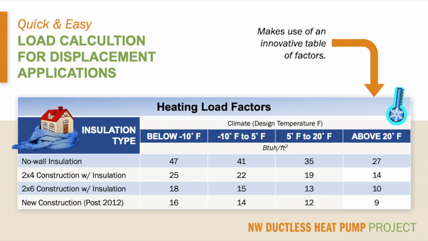The quick and easy load calculation method for displacement applications was developed by the Northwest Ductless Heat Pump Project to aid contractors in selecting and sizing equipment with the benefit of a load calculation. Our quick and easy load calculation method makes use of an innovative table of heating load factors. Through simple multiplication, we will be able to calculate the heating requirement of the main living area of a home. It is worth noting this method also works on single rooms located elsewhere in the home.